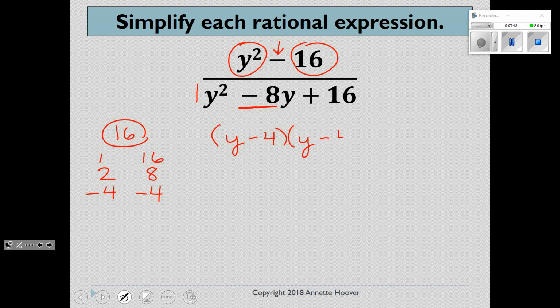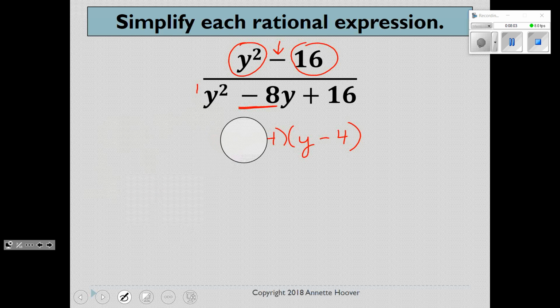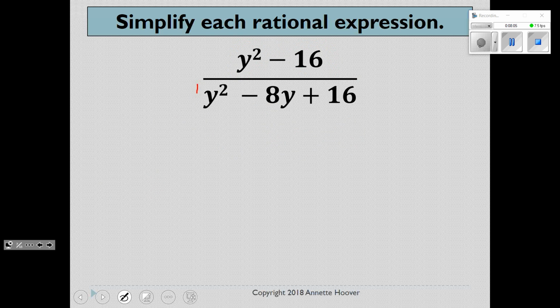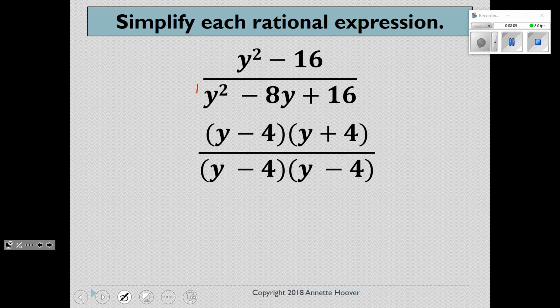This was actually a perfect square trinomial if you recognized it. If you recognized it, you would have known it was y minus 4 squared. But when simplifying, it helps to write out both of those, because here we have y minus 4 twice. And remember when we factored the top with the difference of 2 perfect squares, I'll show it now, we had y minus 4, y plus 4 on top. And then when we factored the perfect square trinomial, we have y minus 4, y minus 4.